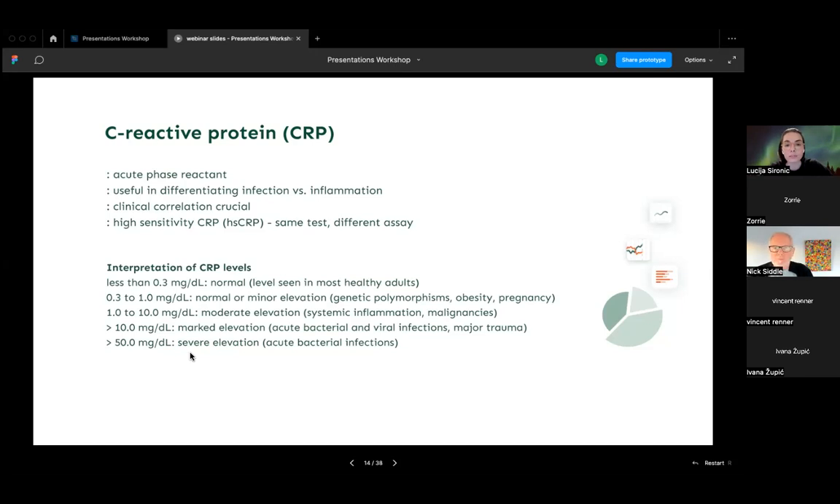So in autoimmune illnesses like lupus and rheumatoid arthritis, or in case of malignancies. Anything more than 10 is normally, in 90% of cases, associated with either acute bacterial or viral infection or major trauma cases.